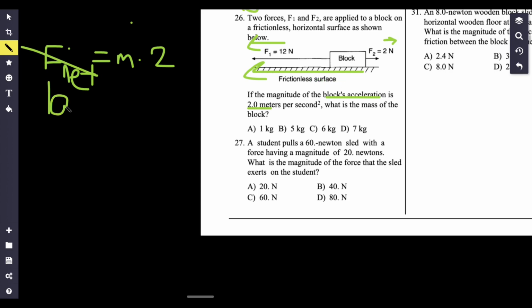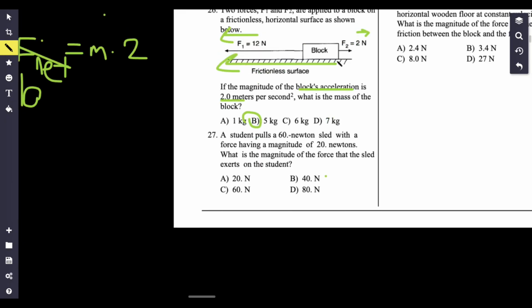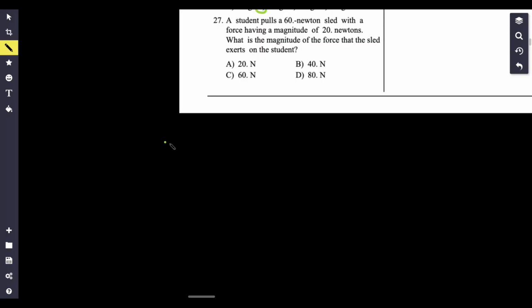So if this is 10 divided by 2, mass is going to be 5. So answer choice is B for that one. What is the magnitude of force that the sled exerts on the student? This one, right? Number 27. Okay. This is Newton's third law for number 27.